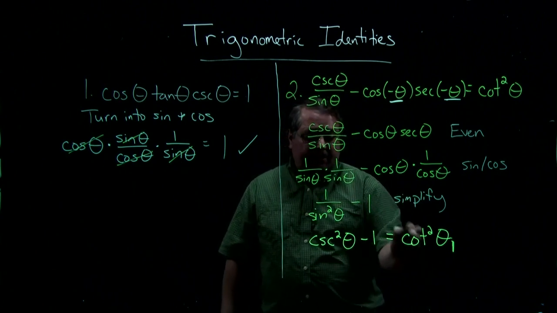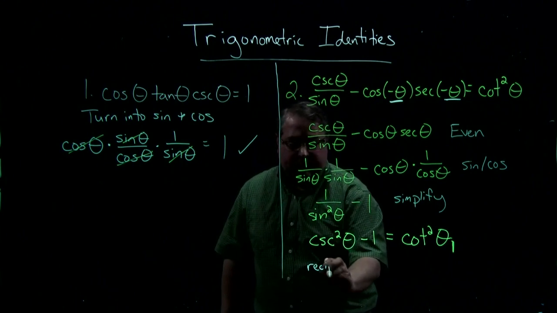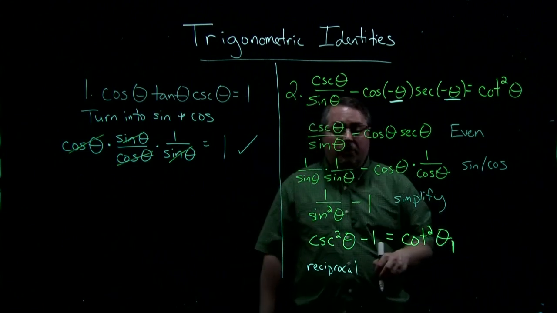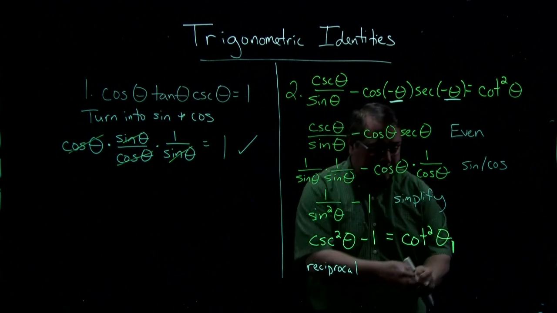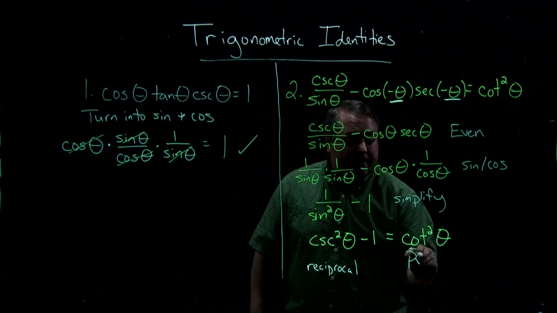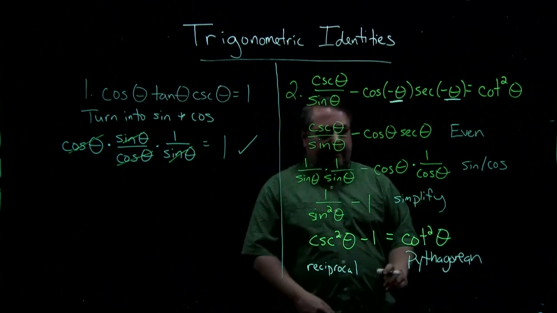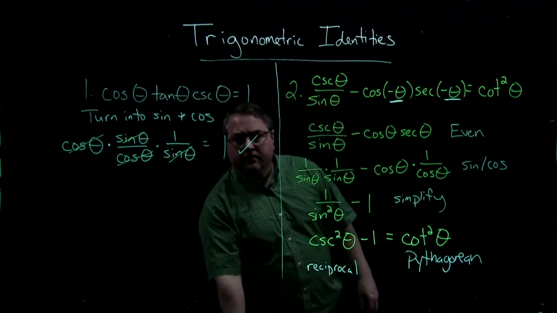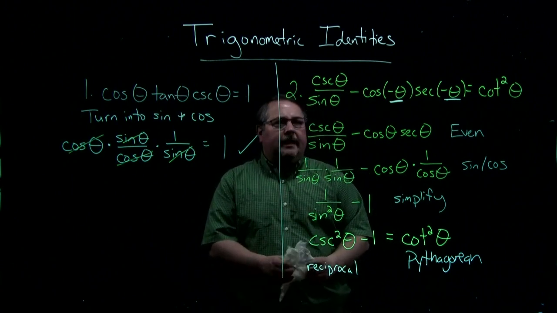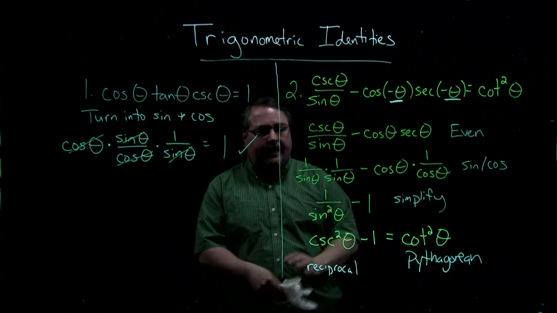And then we did two things on the bottom row. The first thing we did was use a reciprocal identity to rewrite 1 over sine squared as cosecant squared. And then finally, we used the Pythagorean identity. Okay, so that is one track we can use to prove some trigonometric identities.